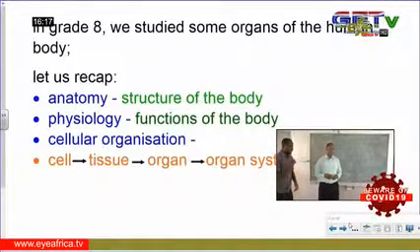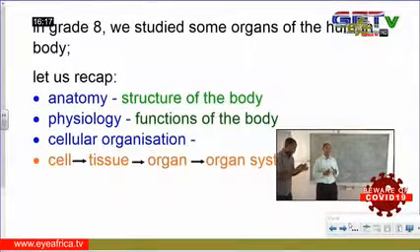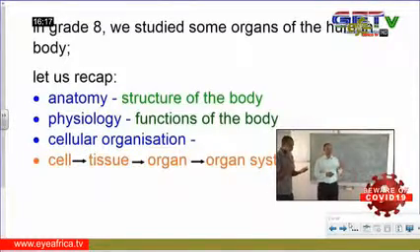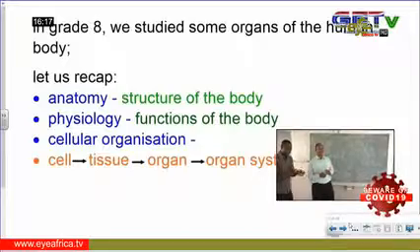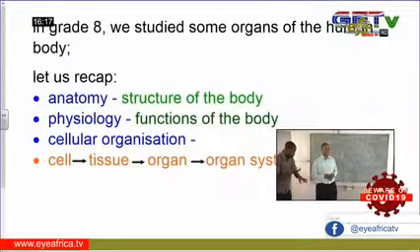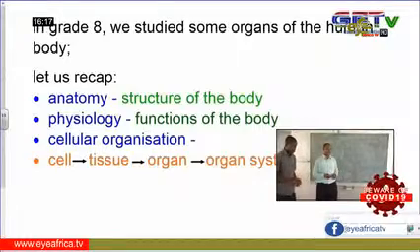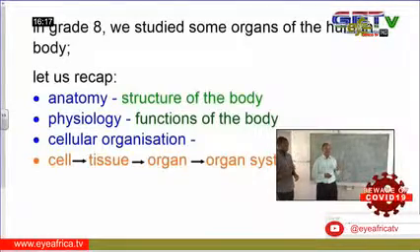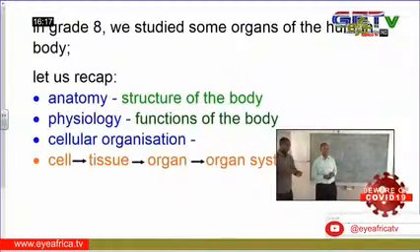Cellular organization describes the way the body is made up of cells that are grouped or organized into tissue, the tissue into organ, the organ into organ system, and the organ system to the organism. We missed an arrow there, so it should be cell, tissue, organ, organ system. There should be an arrow between organ system and organism.